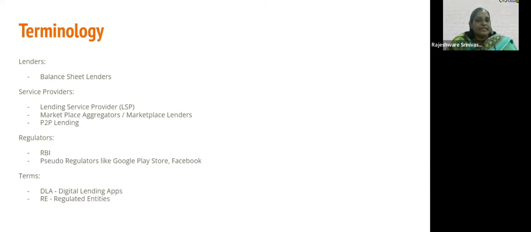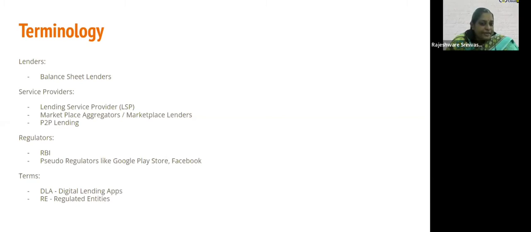When we go through the circular, these are the various terminologies that we read. We have balance sheet lenders, basically the main lender on whose balance sheet the loan is going to be, in the case of NBFCs and banks. The loan service providers are all these apps, Uni, Slice, all these will come under this segment. Marketplace lenders are basically Paisa Bazaar, those kind of areas. And of course, very few P2P lending.